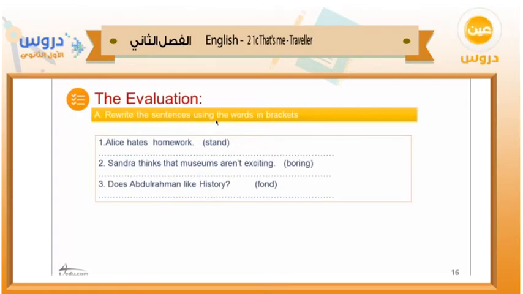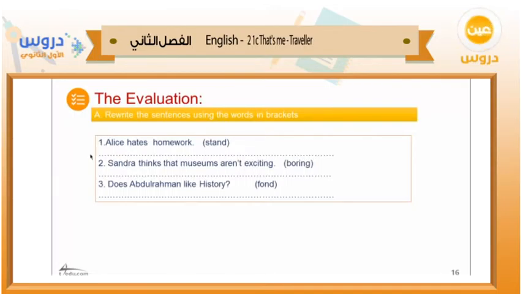Rewrite the sentences using the words in brackets. Number 1, Alice hates homework, stand. 2, Sandra thinks that museums are exciting, boring. 3, does Abdurrahman like history? Fun. Now please try to answer these 3 sentences and rewrite them again using the word in brackets.